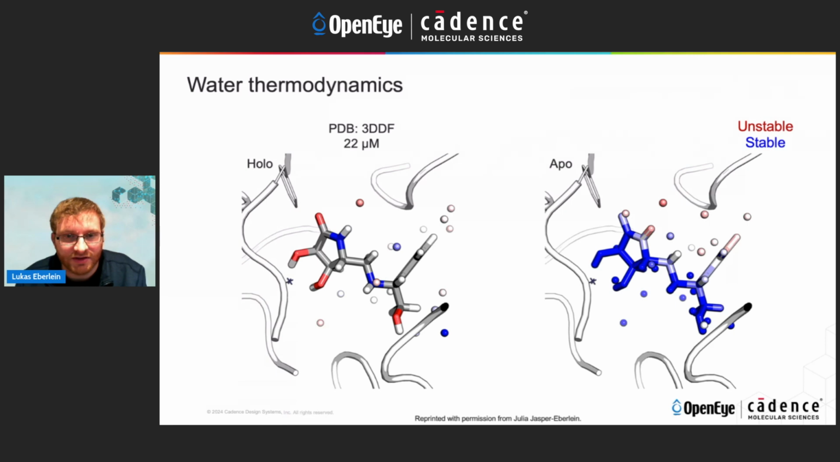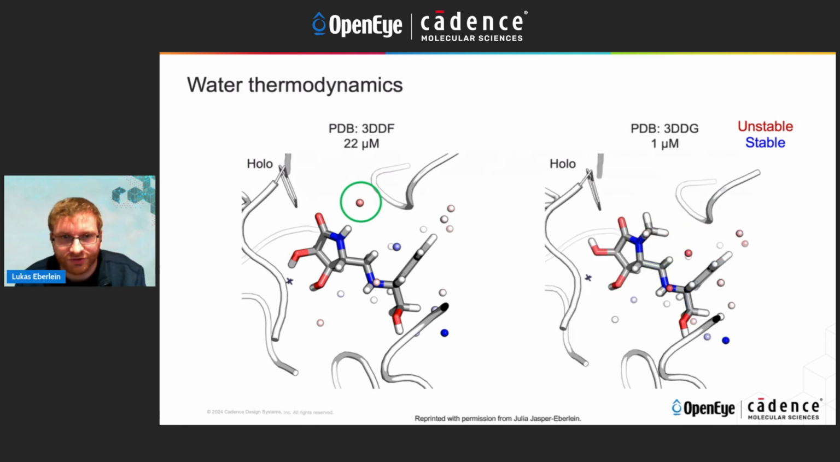We see the results of the water analysis and that there is an unstable water in the immediate proximity of the ligand. On the other side, we have the same water analysis from the APO structure mapped onto the ligand, which is colored by the water thermodynamics in the respective parts of the pocket. The unstable water is clearly present, regardless of whether the analysis is performed for the APO or holo structure.